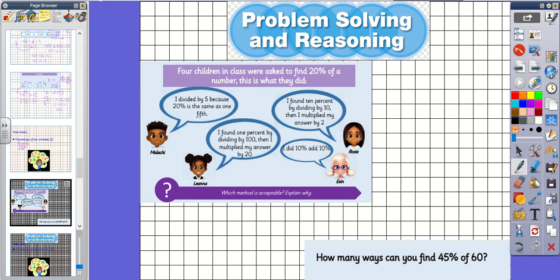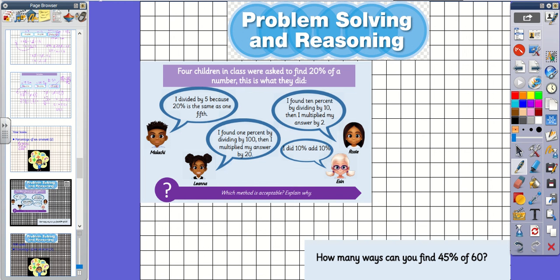Okay then, so let's have a read here. 4 children in class were asked to find 20% of a number. This is what they did. I divided by 5 because 20% is the same as 1/5. I found 10% by dividing by 10, then I multiplied my answer by 2. I found 1% by dividing by 100, then I multiplied my answer by 20. I did 10% add 10%.